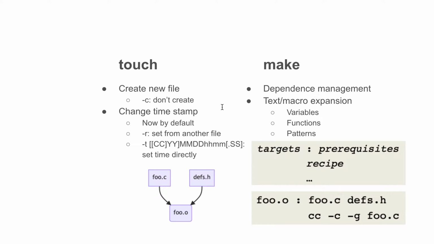By default, if you just touch a file, it will change the timestamp to now. You can also change it to the timestamp of a different file or a specific time. So why would you want to do this? One reason is you want to change the timestamp to trick the makefile. We will talk about what the makefile is later.